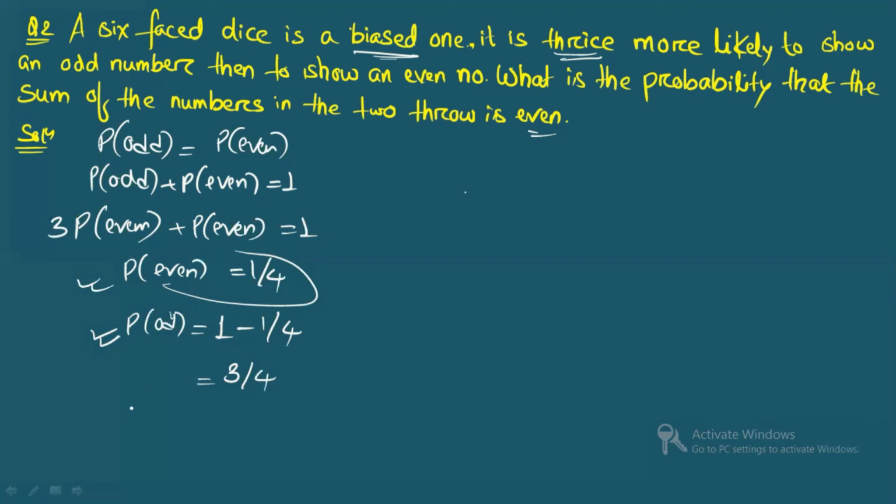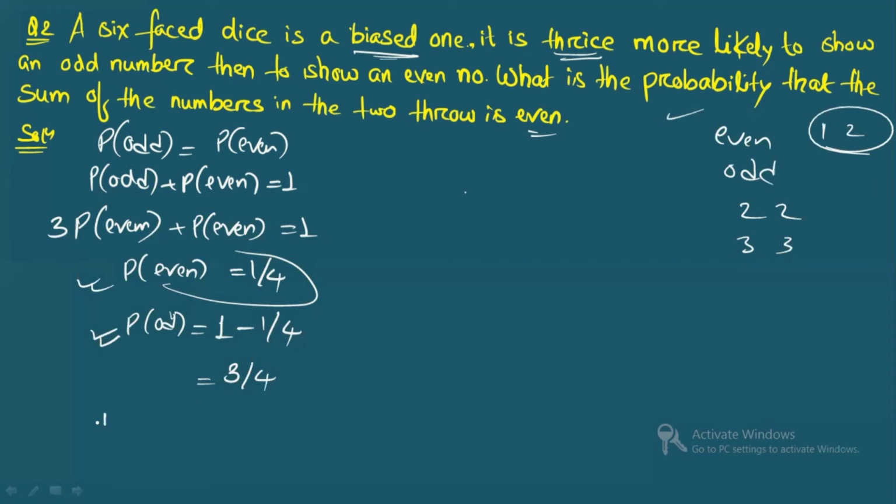Clear? Now you see, here it is said you need to tell the probability that the sum of the numbers in the two throws is even. So when will you get the sum of the numbers to be even? When both the numbers are even, yes or no? In the two throws, the numbers should both be even or both be odd. That means if you get 2, 2 or 3, 3. But if you get one even and one odd, it's not an even sum. So you get the sum to be even when both the numbers are either odd or even.